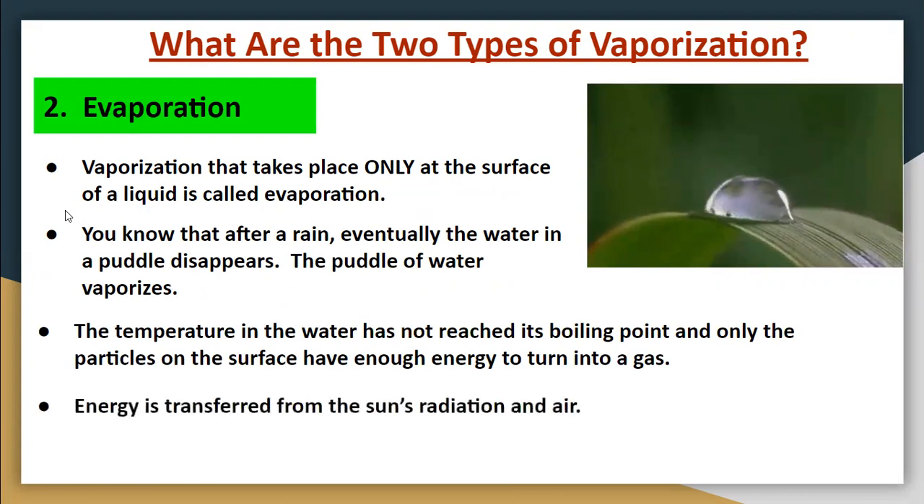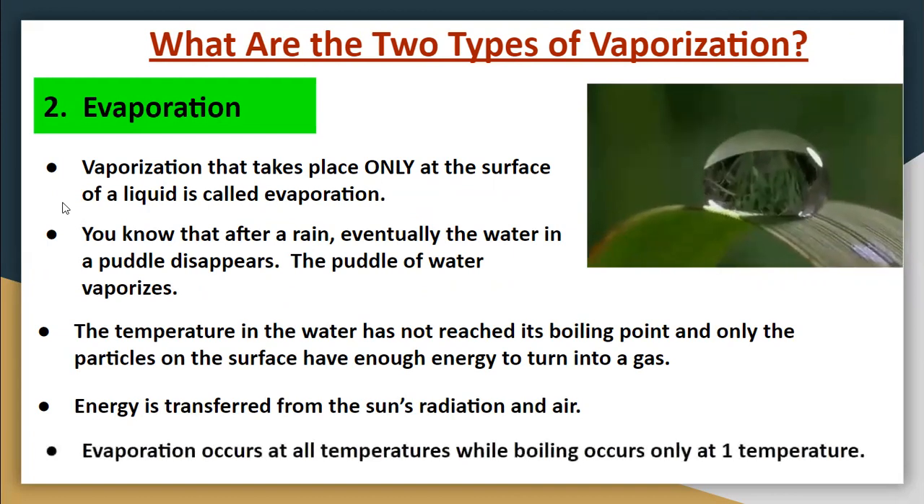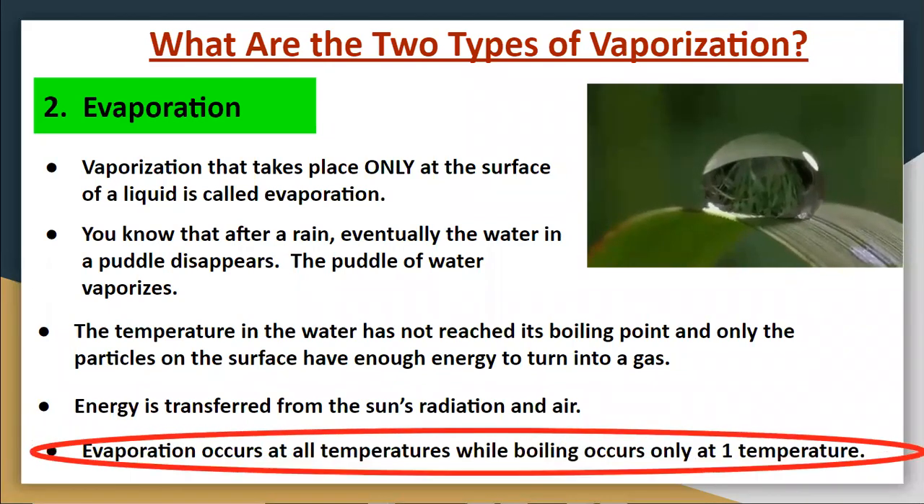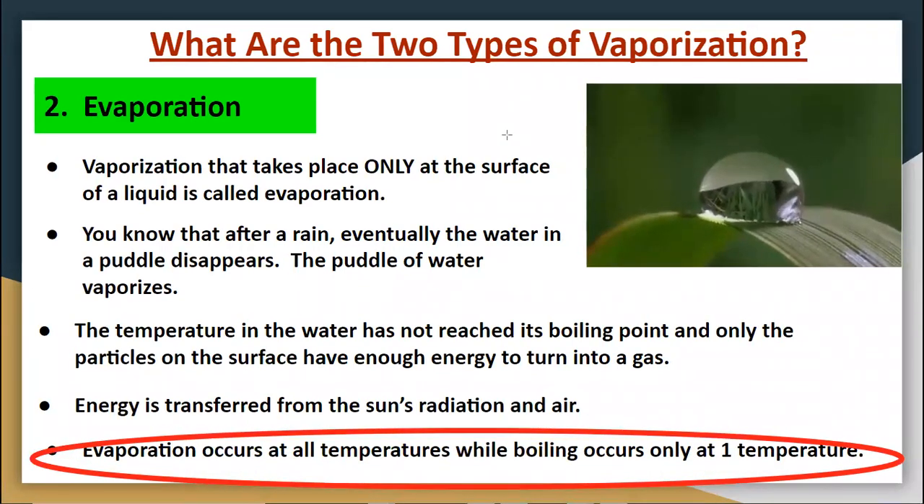Energy is transferred from the sun's radiation and the air. And evaporation occurs at all temperatures, while boiling occurs only at one temperature. That's a key. Evaporation occurs at all temperatures, while boiling occurs only at one temperature. Worth repeating.